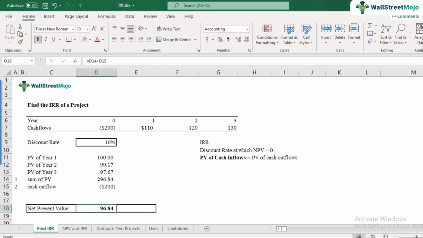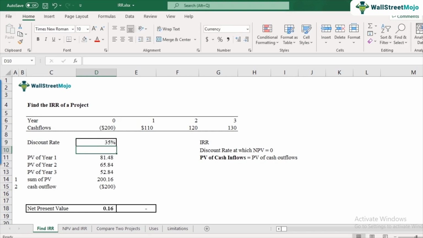So as a next step, I'll start with the iteration and slowly move the discount rate from 10% to 15% and so on. Let's see what happens at 15%. At a 15% discount rate, the net present value reduces to 71.87. How about increasing the discount rate to 20%? So this becomes 50.23. What about 30%? This becomes 14.79.